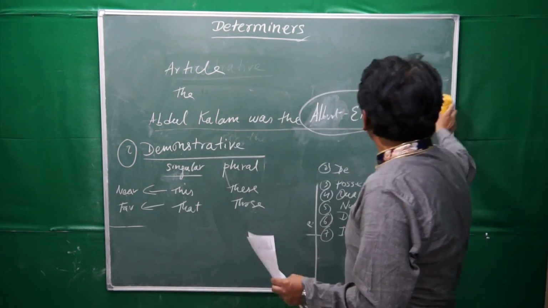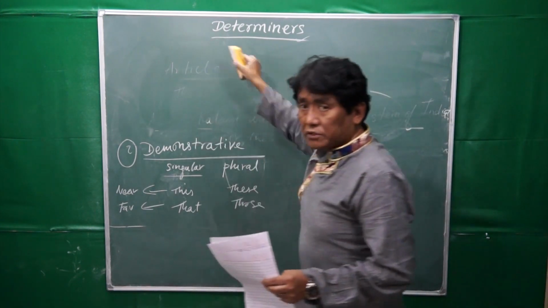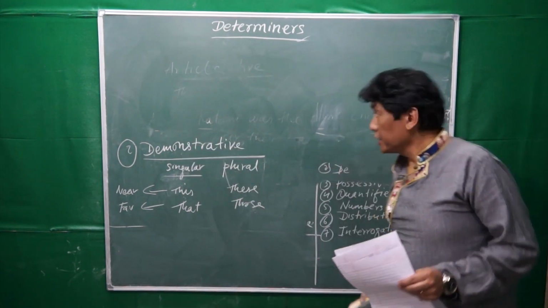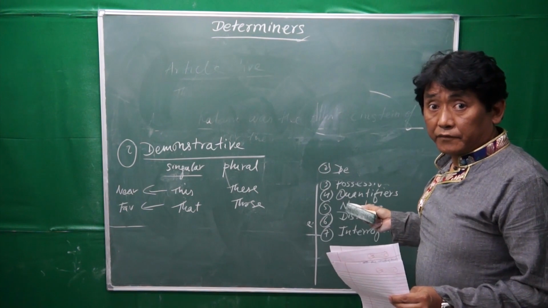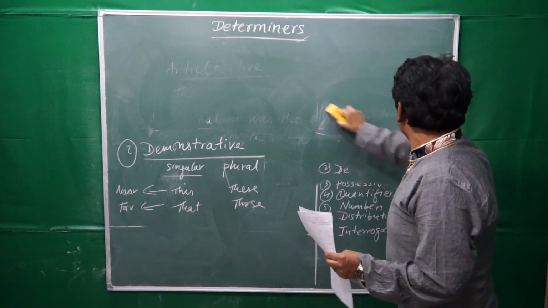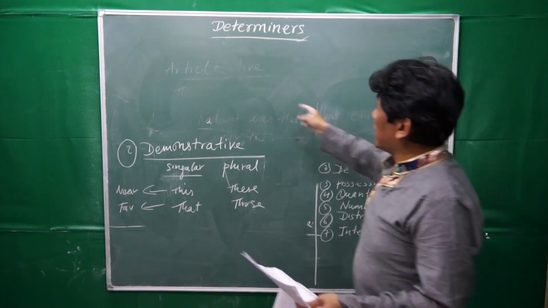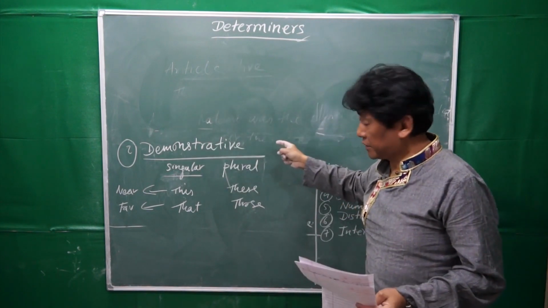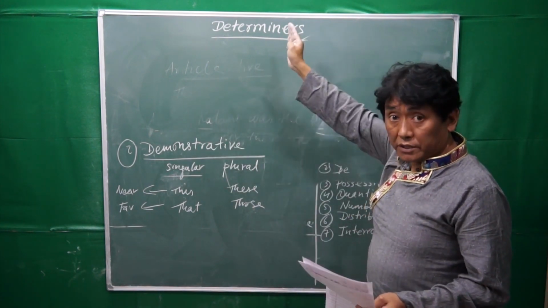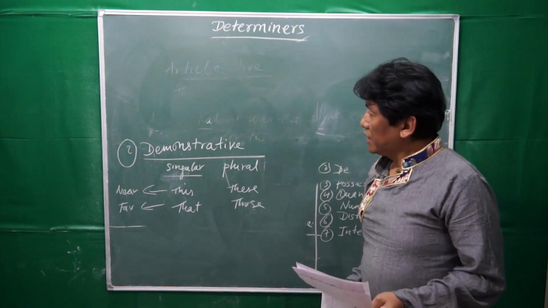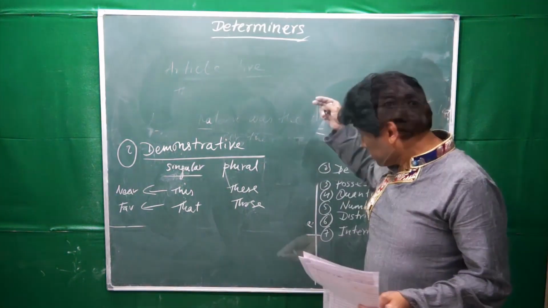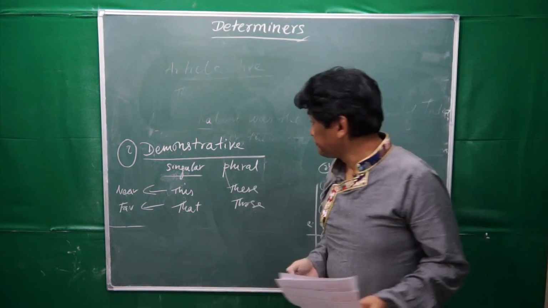And this is how these articles are determining the nouns there. The nouns are being determined by articles, definite and indefinite. That is determiner number one. Now we move on to determiner number two.